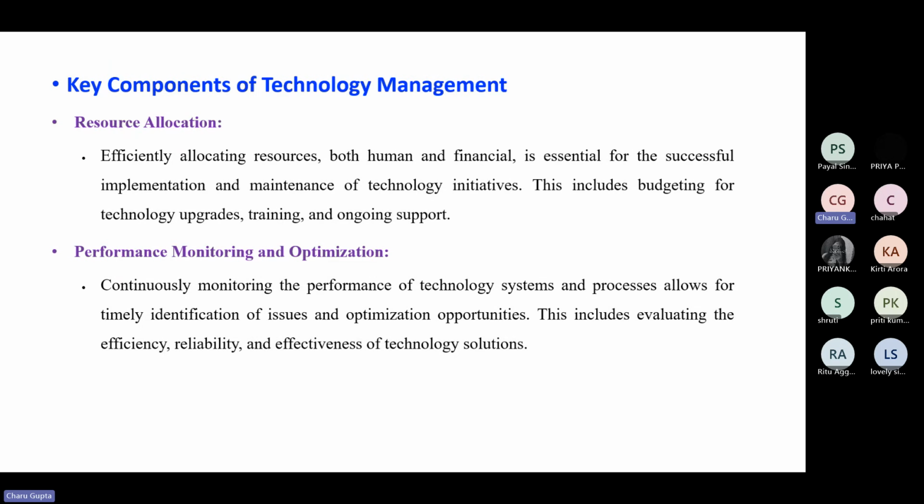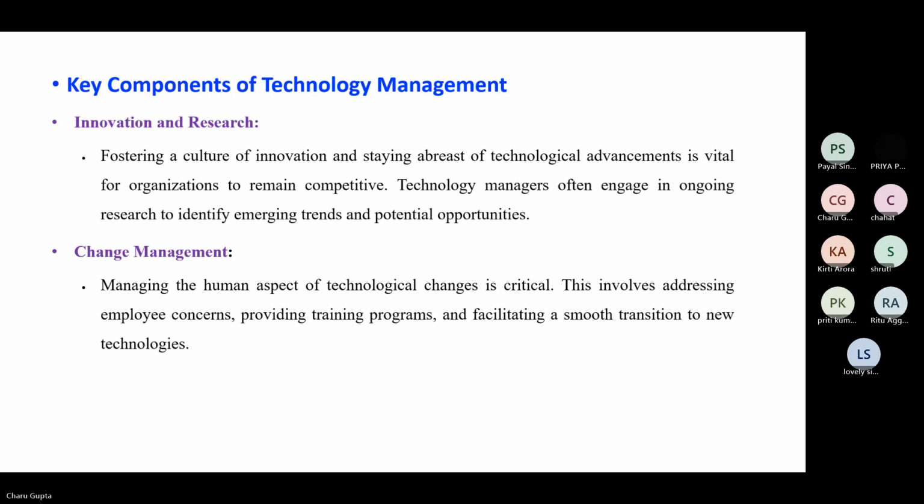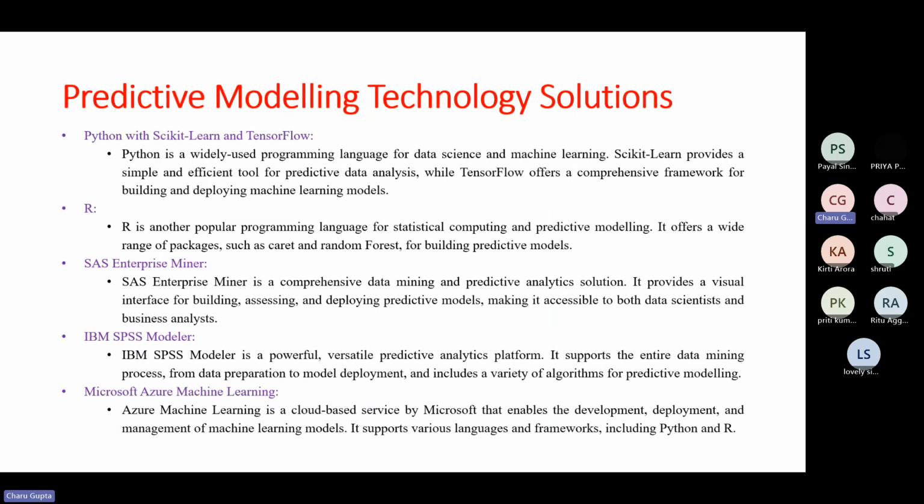The next important component is resource allocation. The resources are required to be allocated, both human as well as financial, in an efficient manner. And another component is performance monitoring and optimization, which requires continuous monitoring of the technology that has been used. The next one is innovation and research and change management.